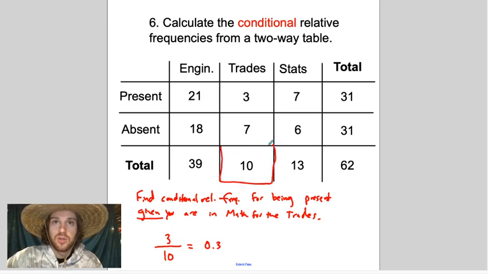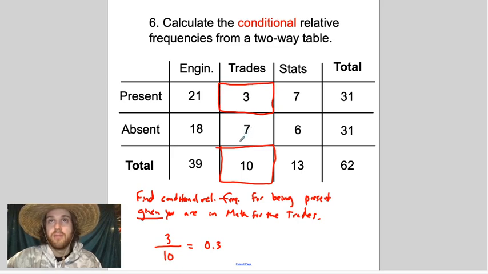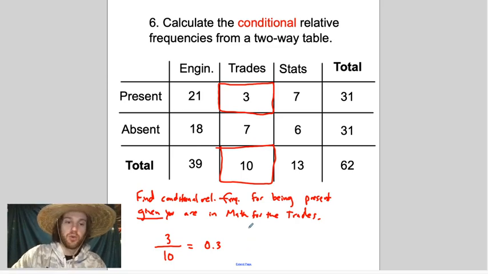Okay, you could also do the conditional relative frequency if I had said, it would be phrased differently. It would say, what's the conditional relative frequency for people that are in math for the trades given that they were present? That would be 3 out of 31. So that's something different. Okay, let's keep cruising.